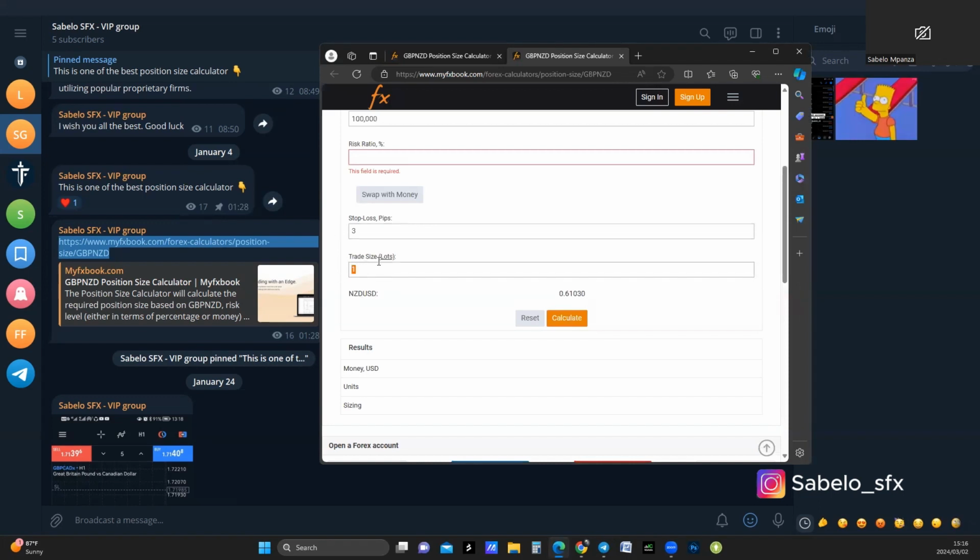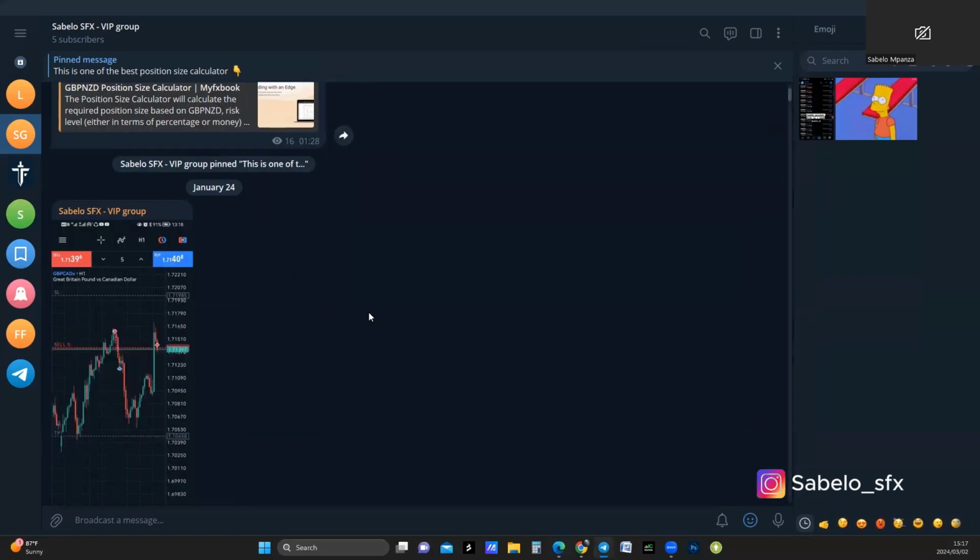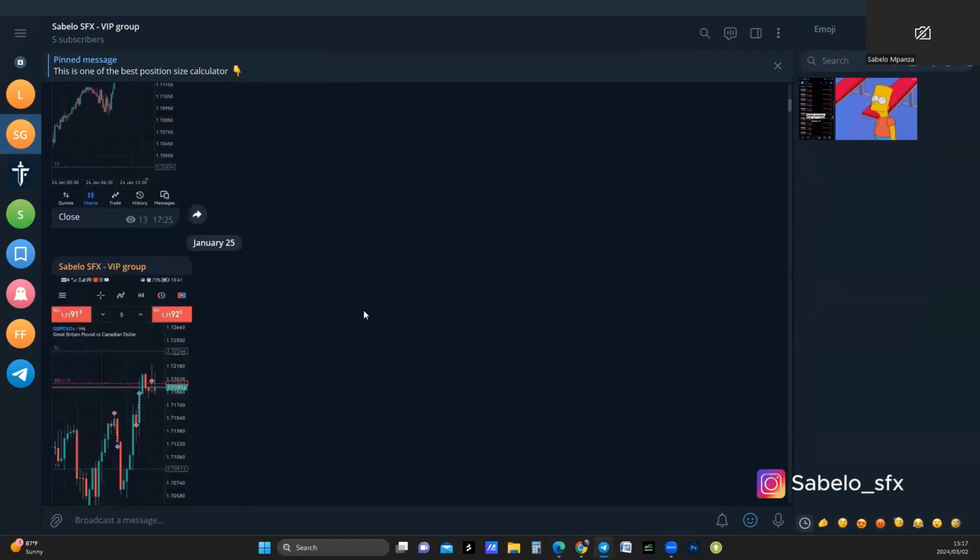And then here, I'm risking with 1% when I'm trading with prop firms, especially if I'm trading the first phase and the second phase. But if I'm trading a funded account, I'm using 0.5%. And then you click here, and this is going to calculate how much you are going to lose if the market goes against you. So let's move on and look for signals for February.